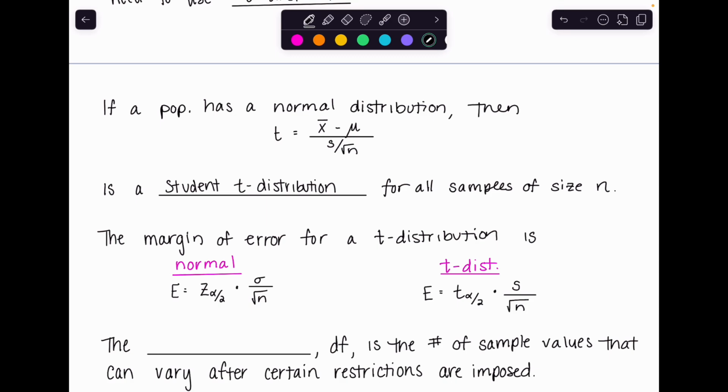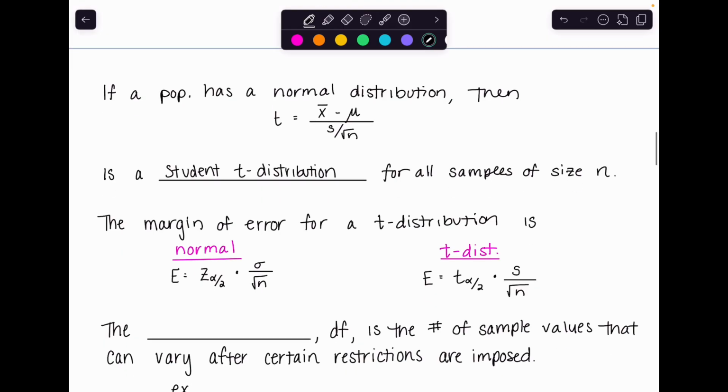So we're going to have t-tables to be able to figure everything out, but there's something important with this information, and this is the degrees of freedom. The degree of freedom, which is denoted with a df, is the number of sample values that can vary after certain restrictions are imposed. So in our case, it depends on the amount of data that you have. That will indicate what your degrees of freedom is.